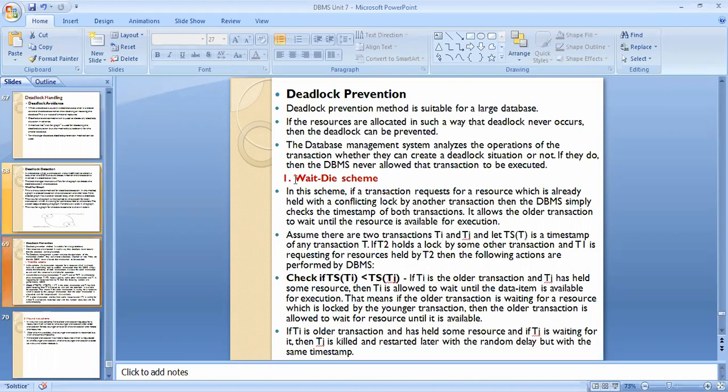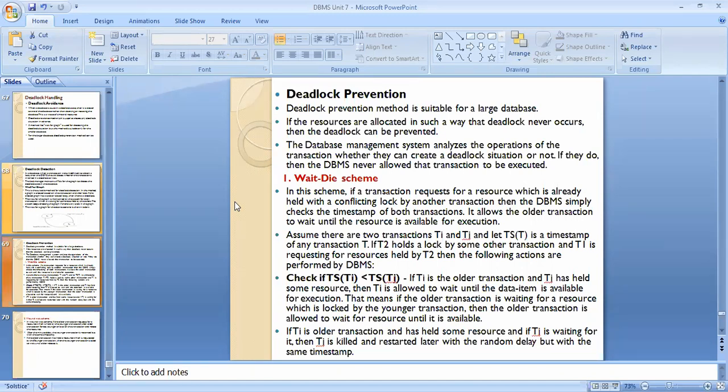Like in the wait-for graph, if a cycle is being created, then in advance we prevent that cycle and we do not allow that transaction to be executed. This is the way to prevent deadlock. So to avoid deadlocks, the wait-die scheme is there. In this scheme, if a transaction requests a resource which is already held with a conflicting lock by another transaction, then the DBMS simply checks the timestamp of both the transactions.